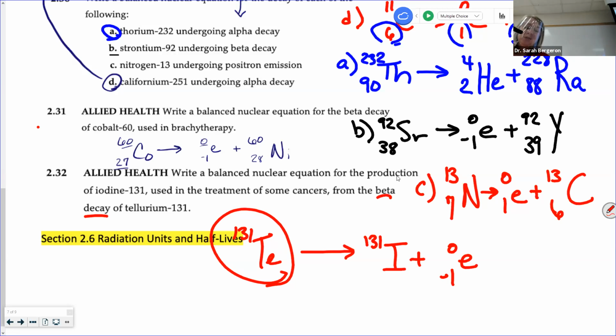So for tellurium, what's my atomic number? 52. And for iodine, I have... One nice thing about this: if you get your atomic numbers off the periodic table, you can check your setup. The math from the top and the bottom should work out correctly. If it does not work out correctly, you put something on the wrong side. So it's a good double check: did I do it right?